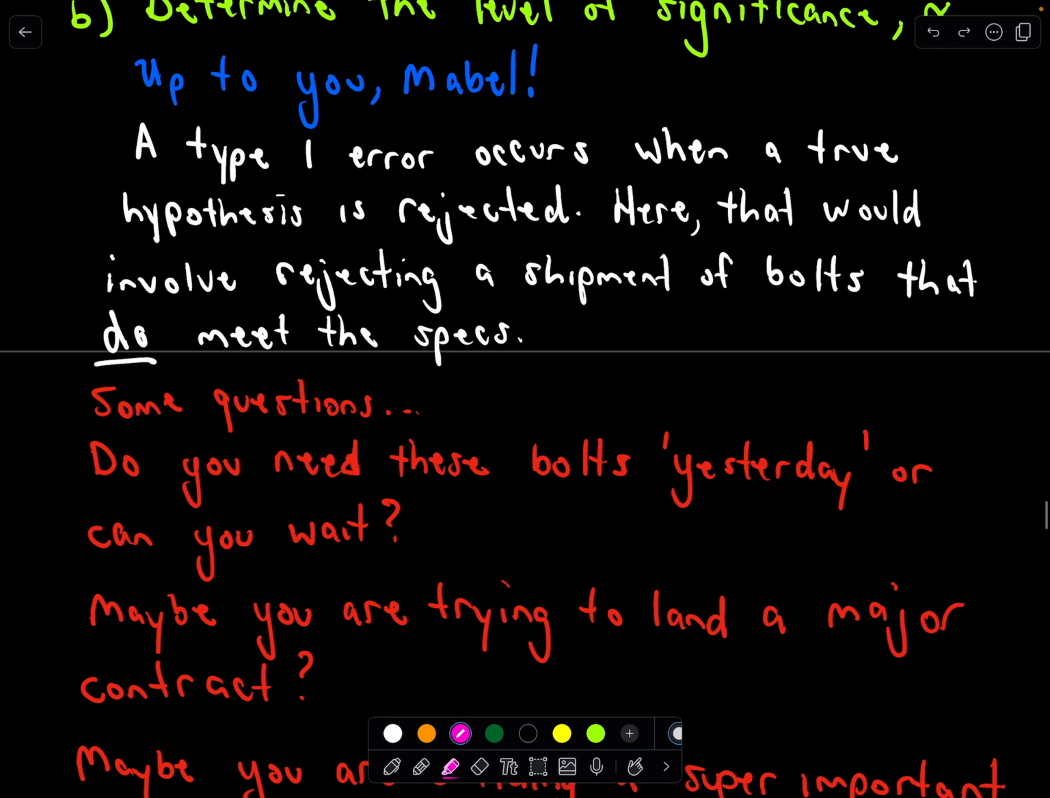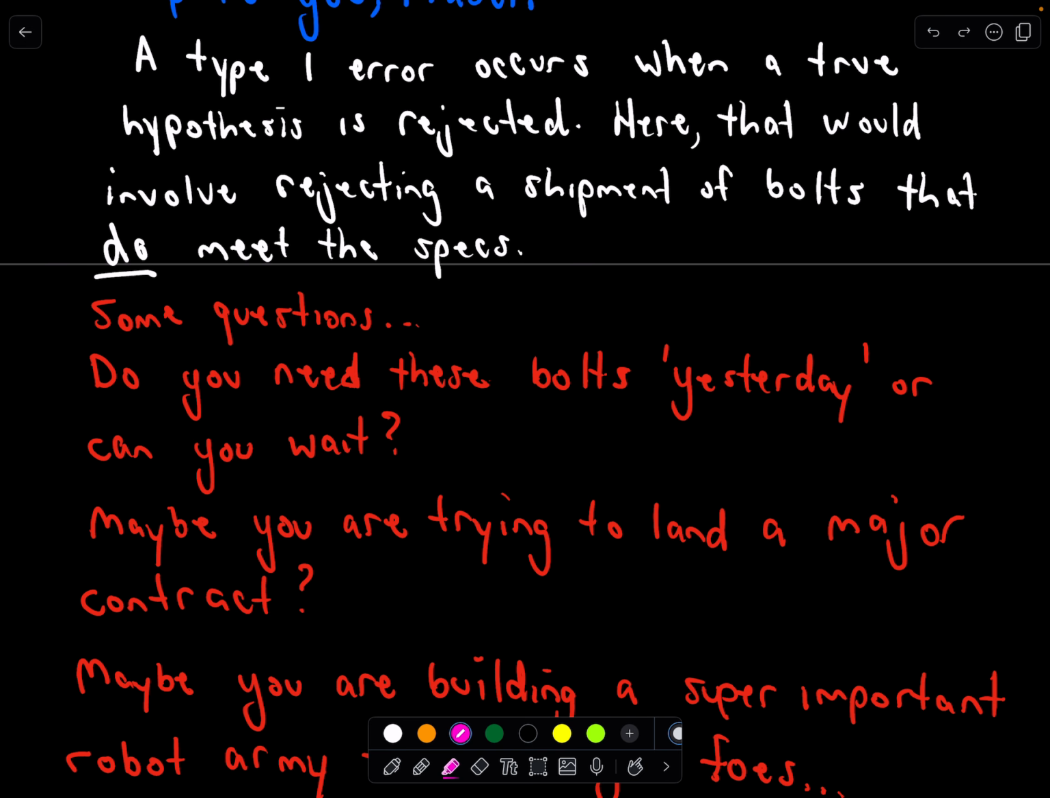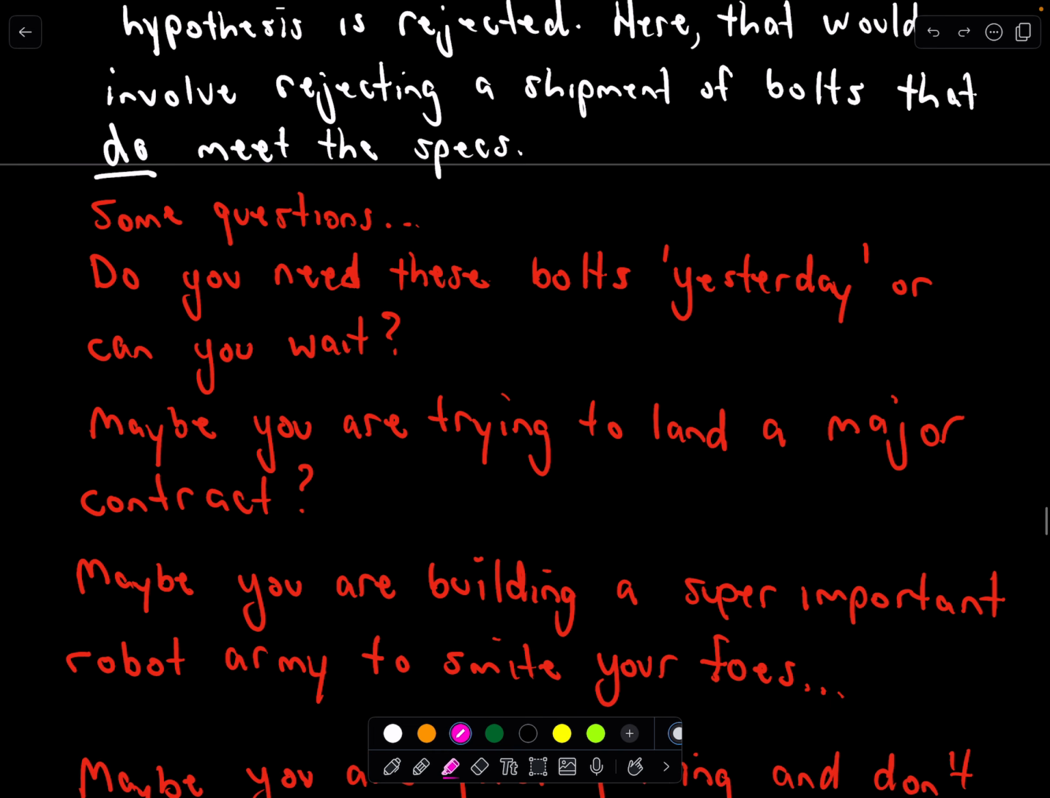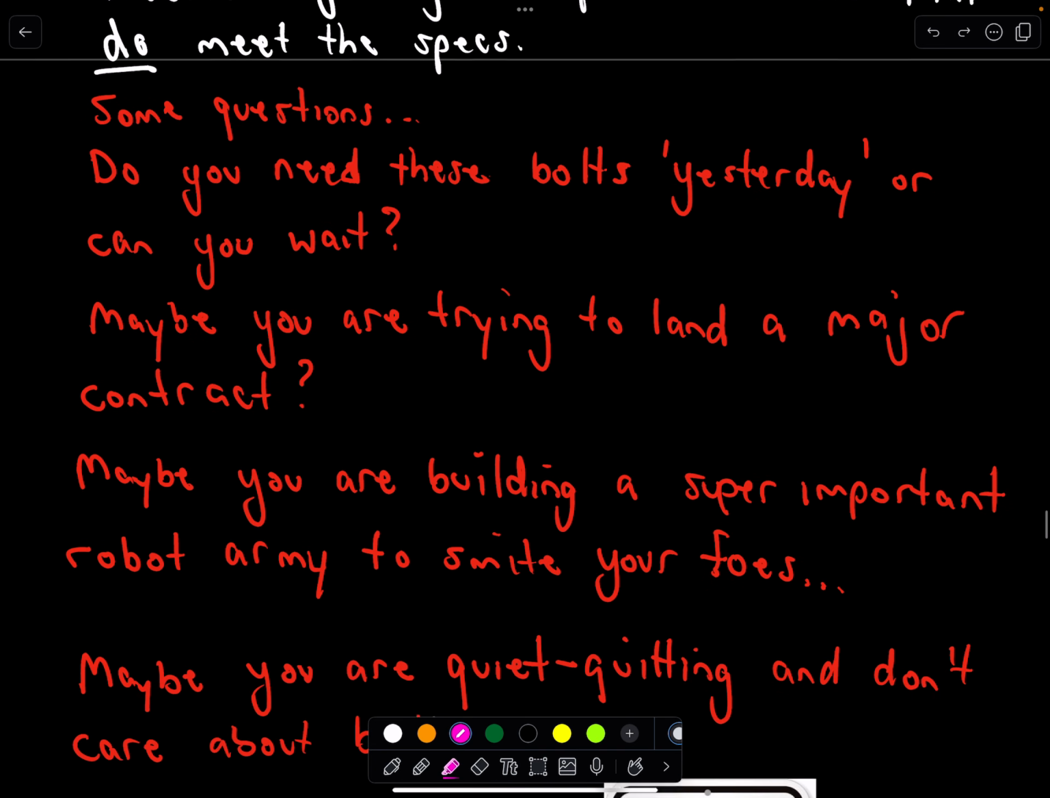Now, how important is that type 1 error? Again, this depends. Maybe you needed these bolts urgently, like yesterday, or maybe you can wait. If you needed them like yesterday and they're super important, maybe you don't want to accidentally reject a good set of bolts. So you think, well, should I adjust my level of significance? Or maybe you're trying to land a major contract and you want to be really picky about the quality of those bolts and make sure they're perfect. That would weigh into your significance.